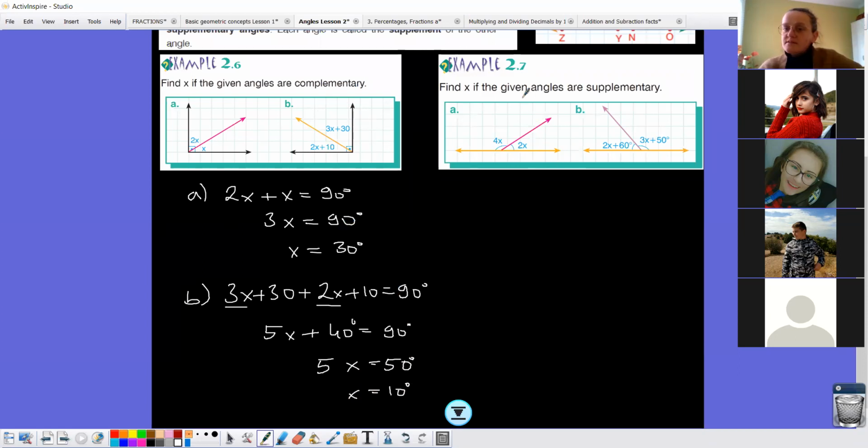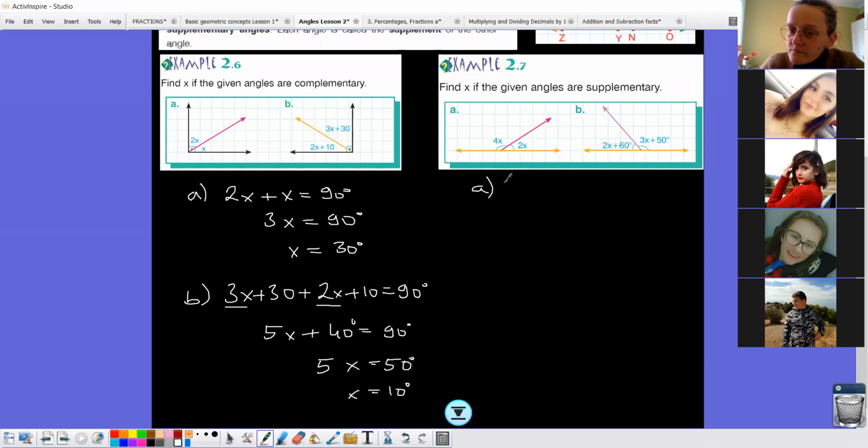In the second exercise, it says that the angles are supplementary. So it means that 4x plus 2x is equal to 180. So we have 6x is equal to 180 degrees. Then x is equal to 30 degrees for the first one.